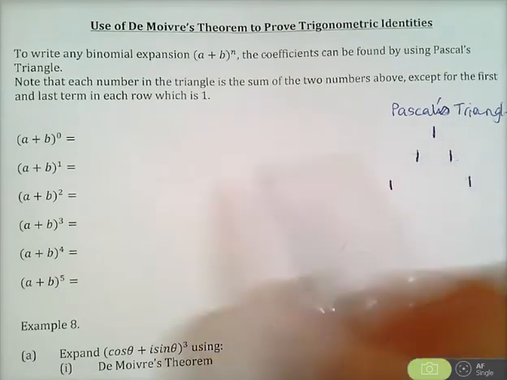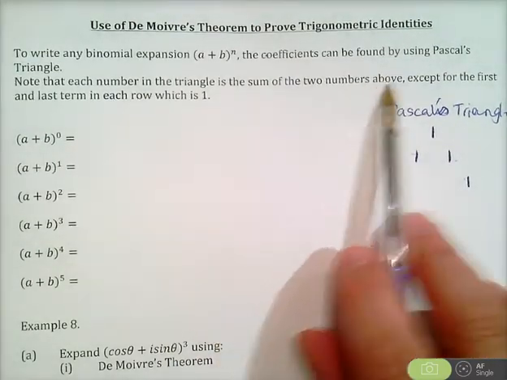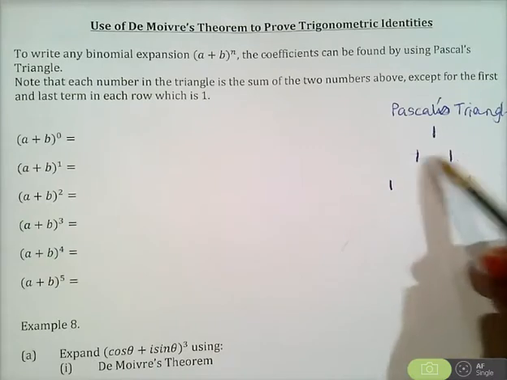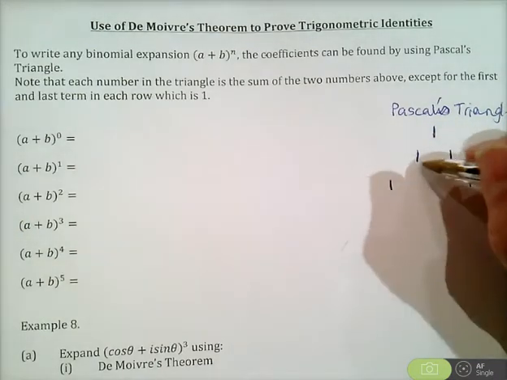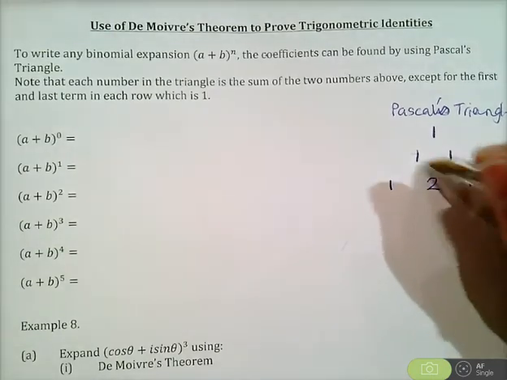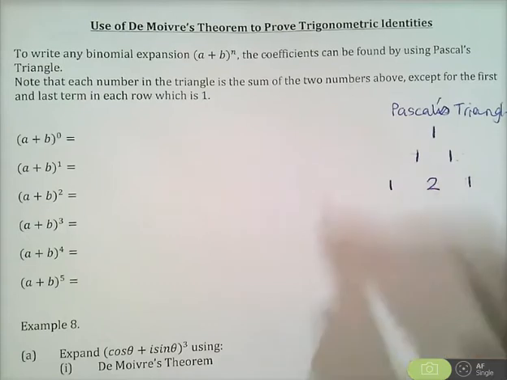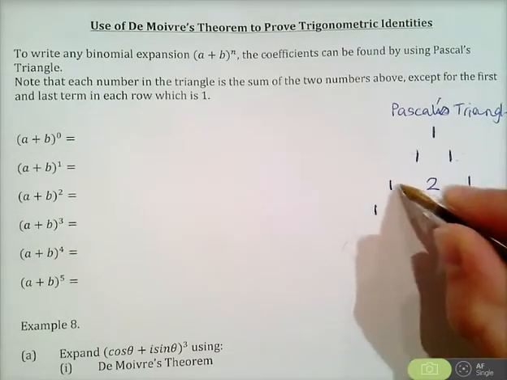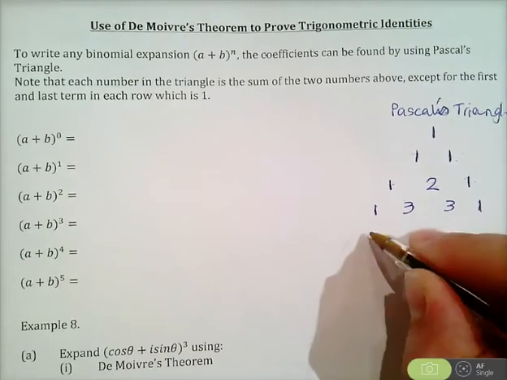What happens is each number in each subsequent row is the sum of the two numbers above, except for the first and last term in each row, which is 1. So the first and last term in each row has to be 1, but the sum of the two numbers above equals the number underneath. So again, we've got a 1 over here, but 1 plus 2 is 3, 2 plus 1 is 3, and we've got a 1 on the end again.